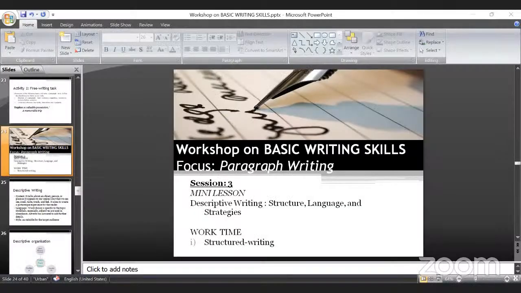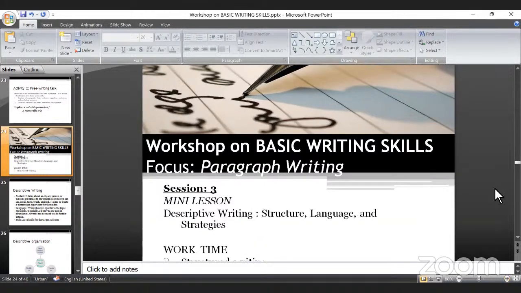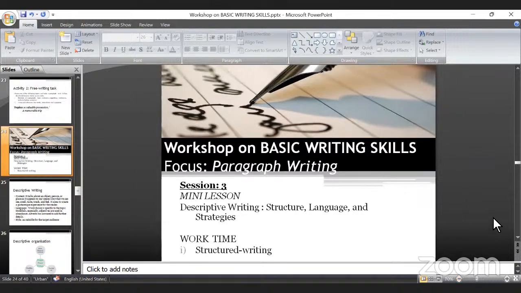Today, we are going to continue discussing the basics. And for today's class, we're going to be talking about one particular form of writing, and that is descriptive writing. Everything else that we discuss remains intact. All the rules remain intact, but we are going to look at a little more detailed version of what we mean by descriptive writing. So the first part would include the mini lesson.